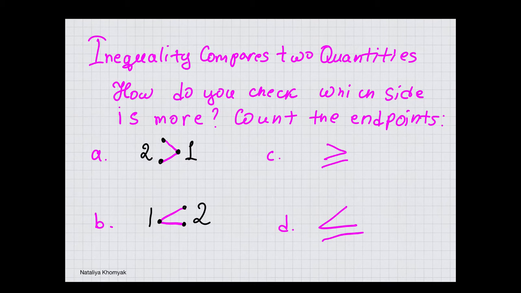The side that has a larger number represents the larger quantity. So in example C, we have 1, 2, 3 endpoints here, 1, 2 endpoints here. D has 1, 2 points here, 1, 2, 3 endpoints here. This is a very fast and easy check to make sure which side is greater.